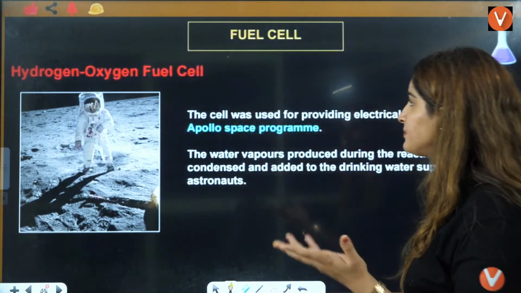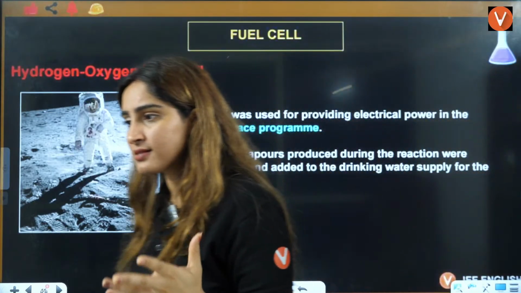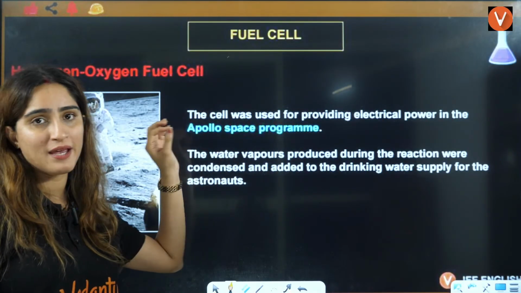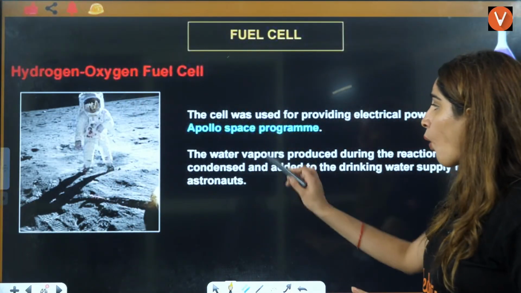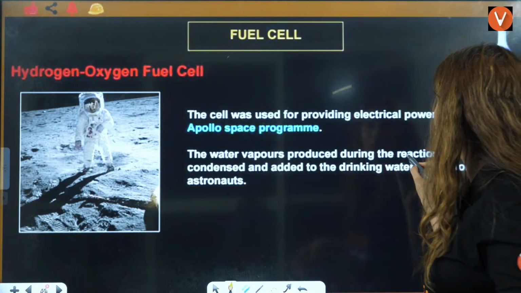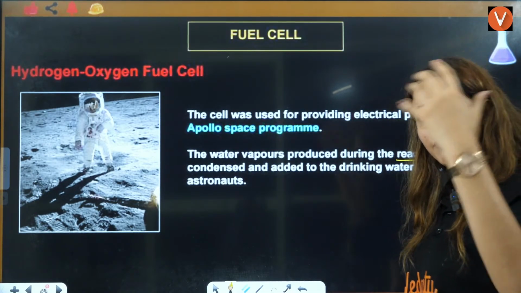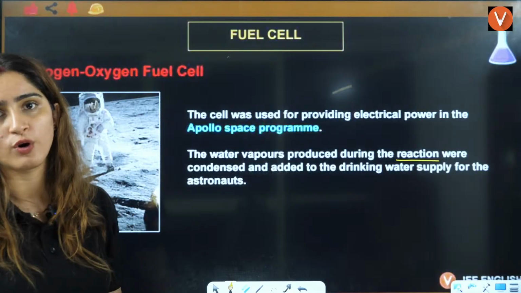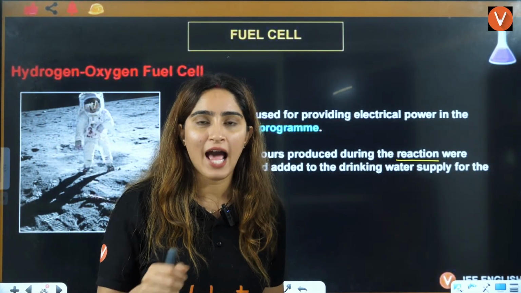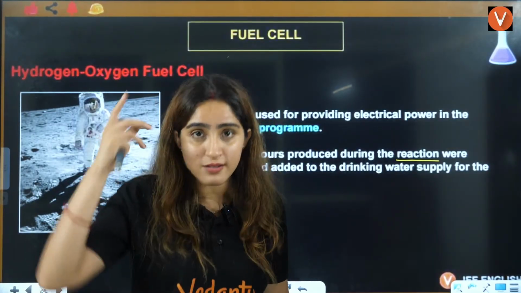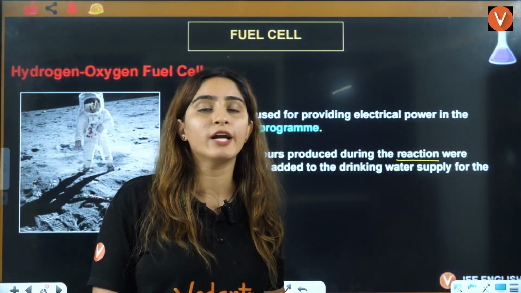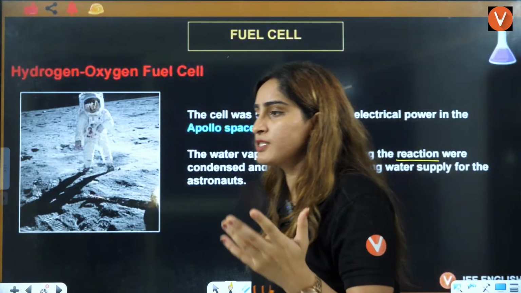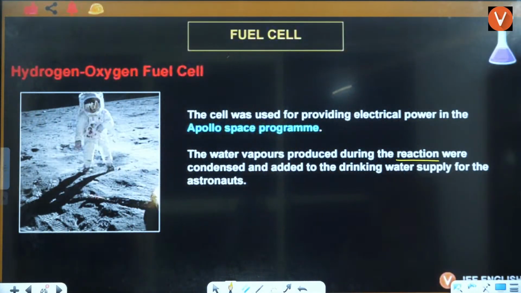Okay. So this is used in aerospace. This is highly used. How is it used? The cell was used for providing electrical power in the Apollo space programs, right? The water vapors produced during the reaction were condensed into water and added to the drinking water supply for the astronauts, because here we get groundwater, we have oceans, but in space you don't have that, right? So they get it from this particular reaction only, so the electrical supply is there, and moreover you have water, right? Both things are taken care of here, right?